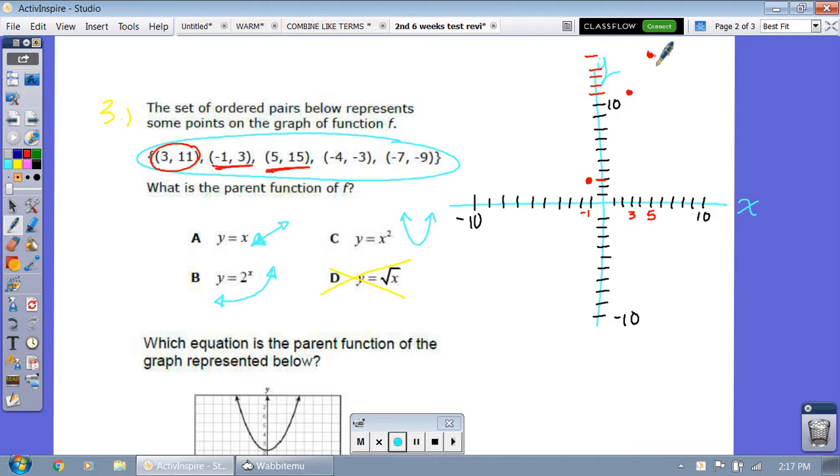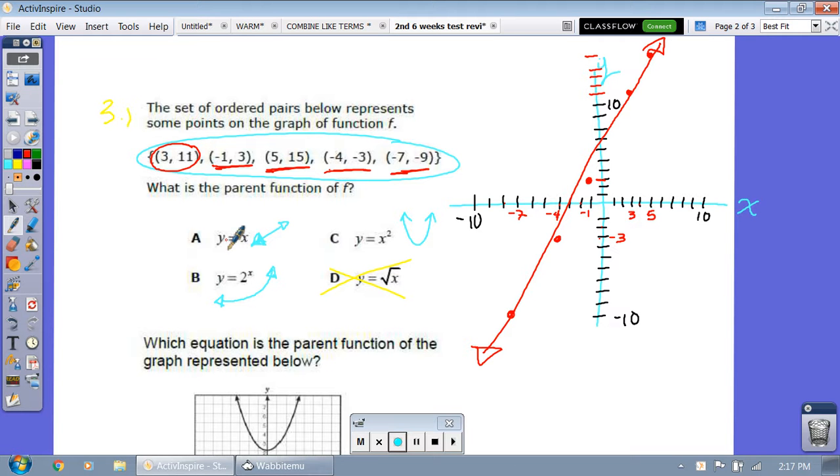Looks like it's starting to make a straight line, but we're not sure. Let's keep plotting. -4, -3. So 1, 2, 3. This is -4. Down 1, 2. This is -3. So we're going to put a point here. And then -7. This is -4, 5, 6, 7. So there's -7. -9 is going to be down here. And if you look, and I know it's not 100% perfect, but that is going to be a straight line.